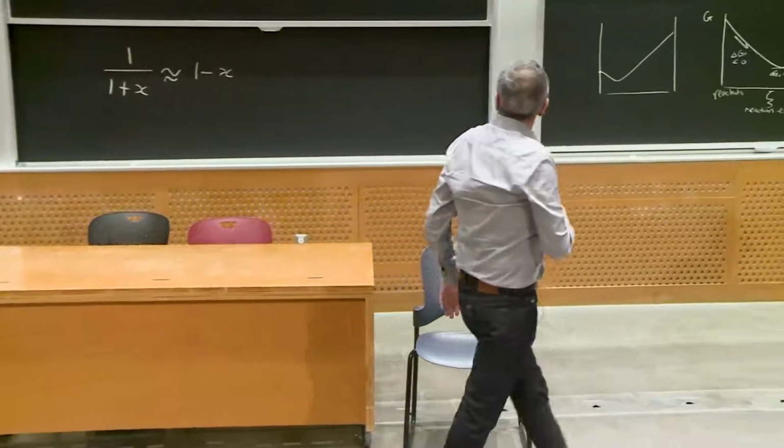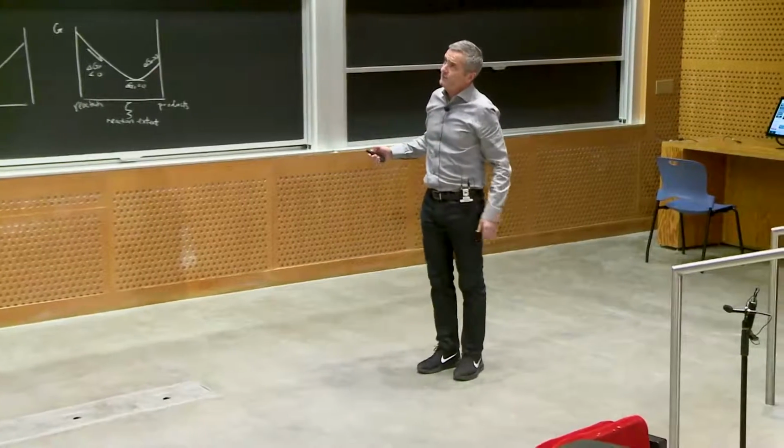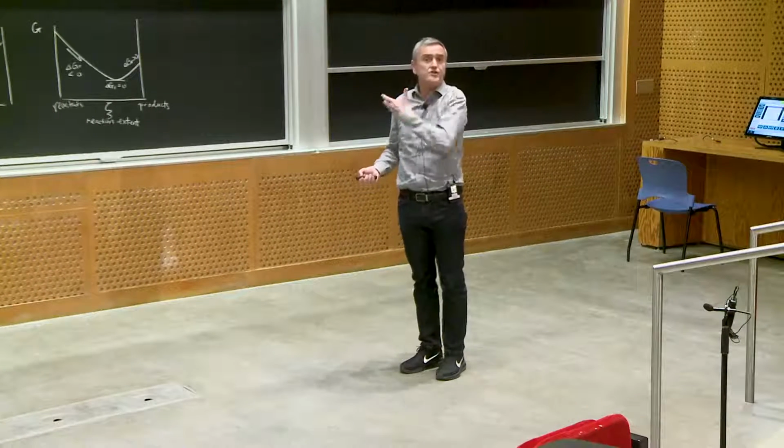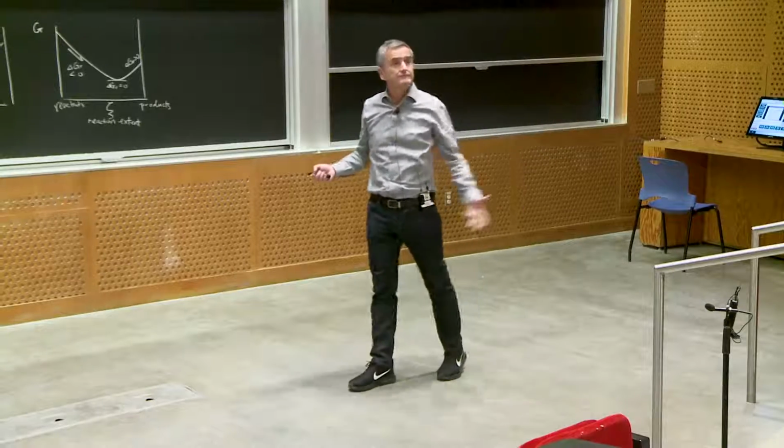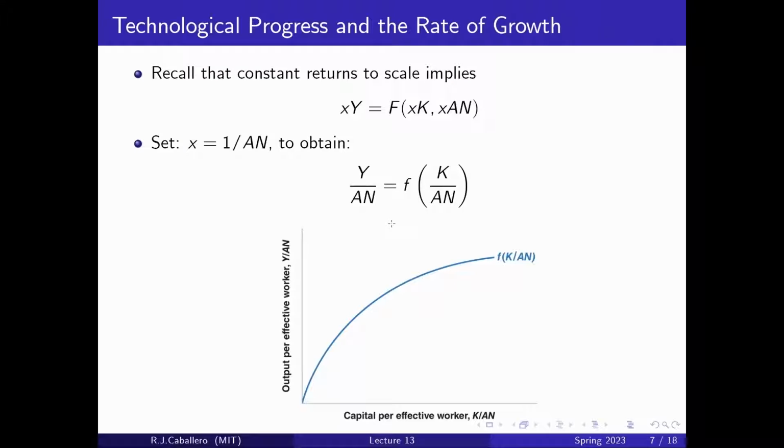Okay? And I like to model it this way because now I can use exactly the same diagrams we had before, but rather than normalizing by population, I'm going to normalize by effective labor, by AN. Okay? So let me do that. Recall that we had our production function with constant returns, so this holds. I'm going to set this x now as 1 over AN. We used to have 1 over N. I'm going to have 1 over AN. And so output per effective worker is also going to be the same little function f of capital per effective worker. Okay?